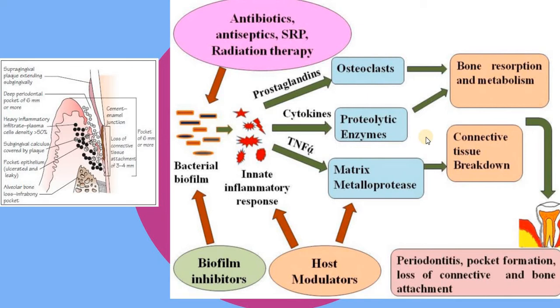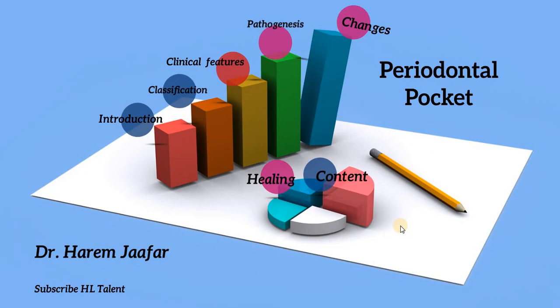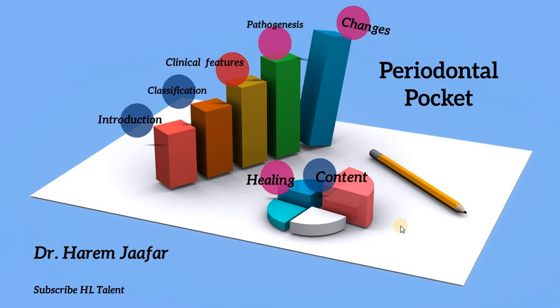So the continuous fighting between the host inflammatory response and bacterial endotoxins will lead to destruction of both connective tissue and bone metabolism, and this will lead to pouch or pocket formation and the loss of connective tissue and bone. So this is regarding the pathogenesis of how a pocket will be formed.